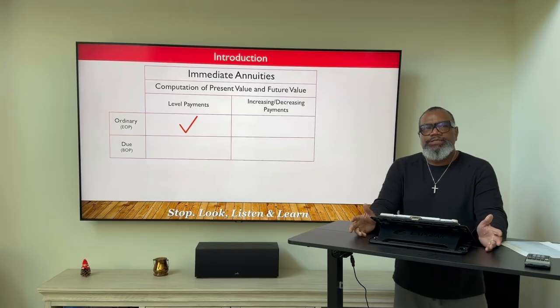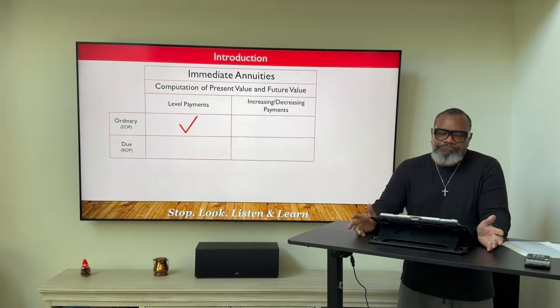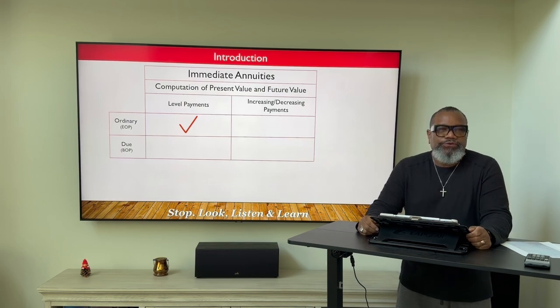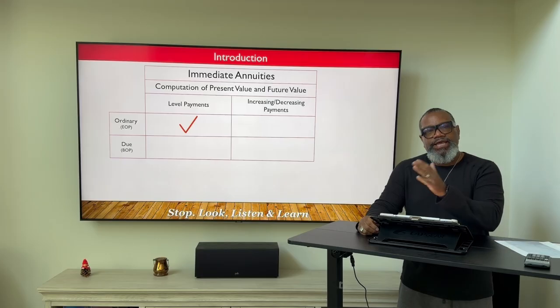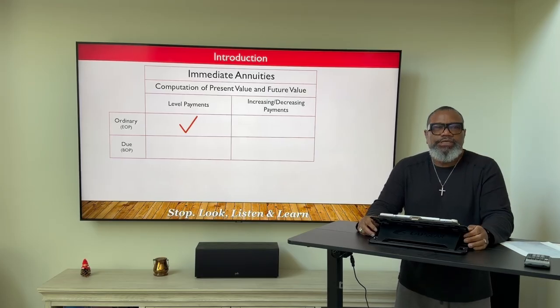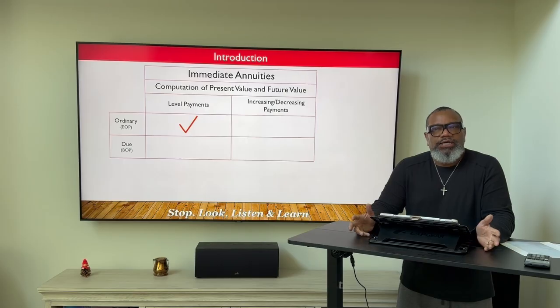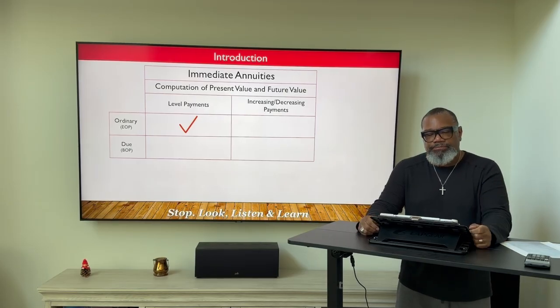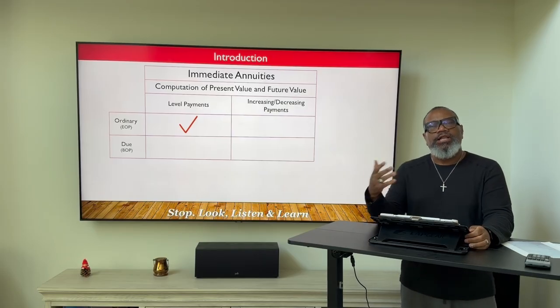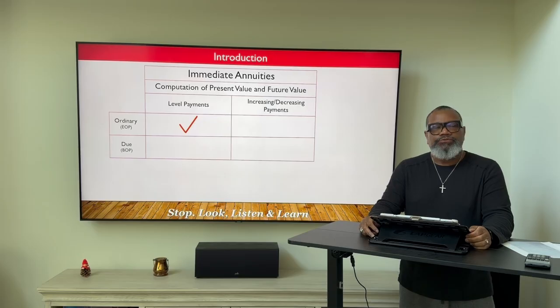And there are basically two types of immediate annuities. There's what we refer to as an ordinary annuity. That is where each of the payments is made at the end of the period, and then there are what we refer to as annuities due, and that's where the payments are made at the beginning of the period. And then you can also have annuities where the payments are level, and you can also have annuities where the payments are either increasing or decreasing.